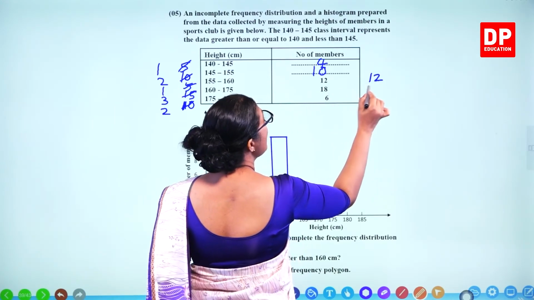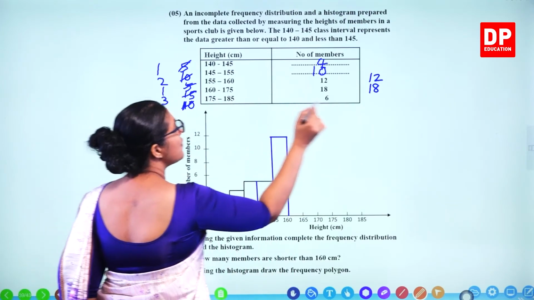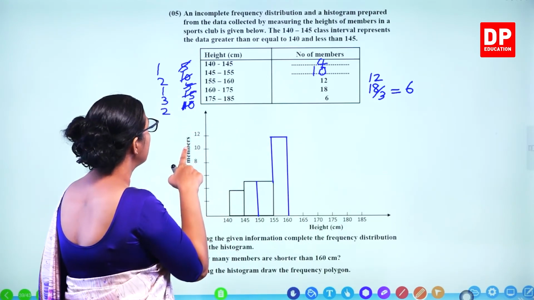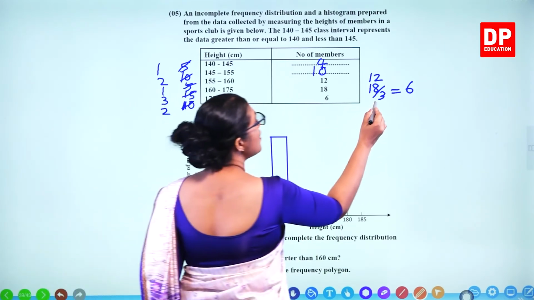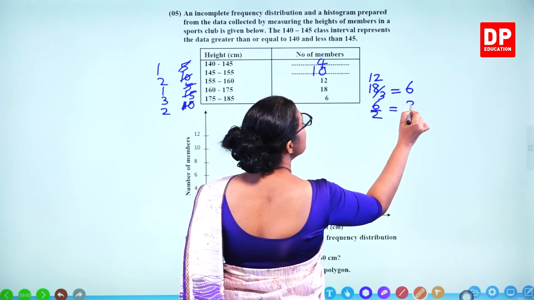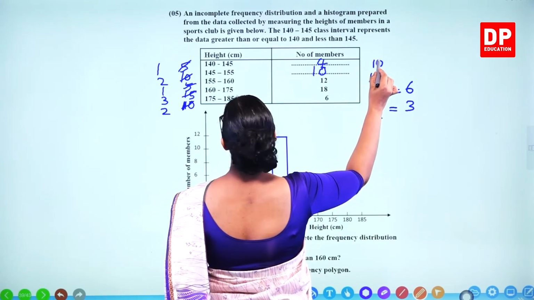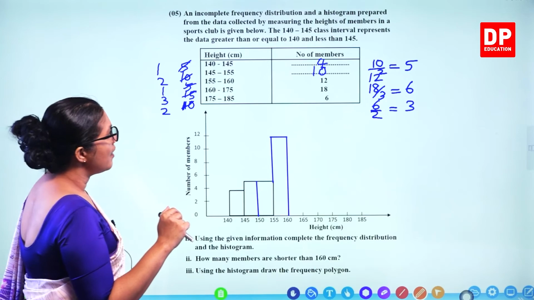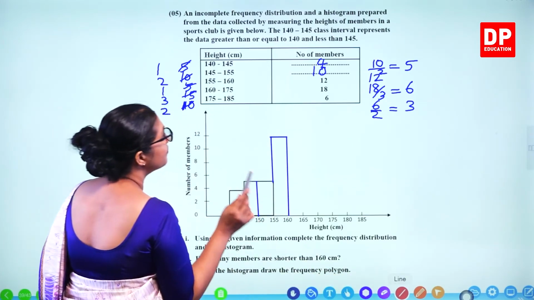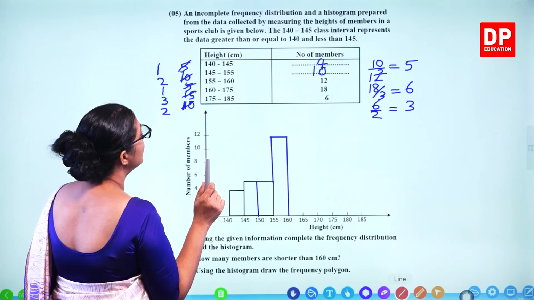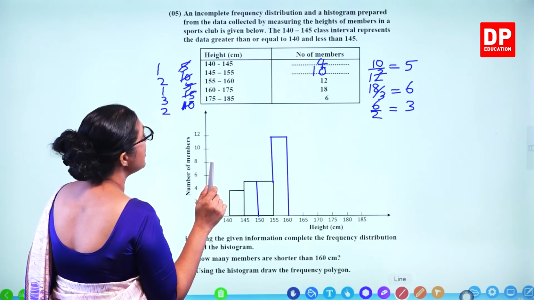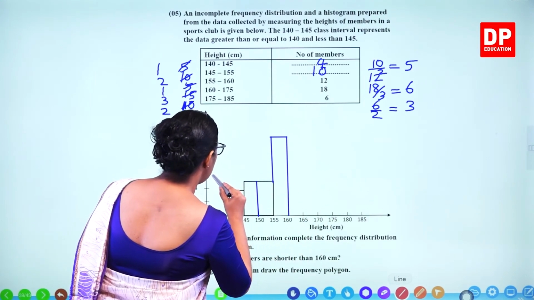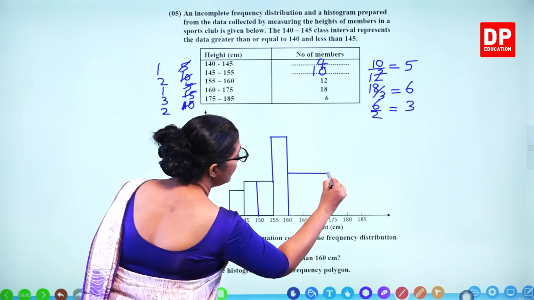Now this one 12 is okay, 18. Next one divide by 3. That's actually 6. What about the other one? 2 is there. So 6 divided by 2. That's 3. Here 10 divided by 2 again. Here that's why that's 5 here. The height is 5. So now we can draw. The next one is 6. 160 to 175. So 6 is the value. So somewhere here.